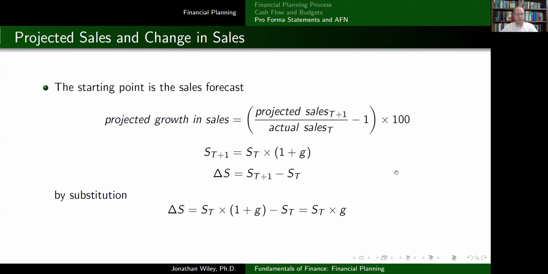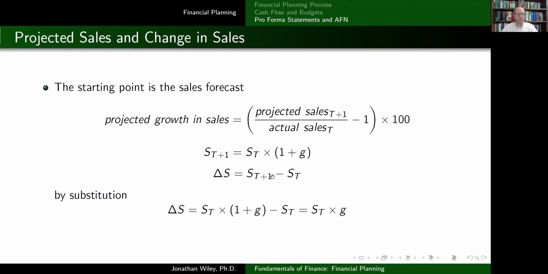Another thing to look at would be my change in sales. Let's suppose I most recently had $1 million in sales, and I'm expecting to have $1.1 million of sales. To find my change in sales, I take my projection of $1.1 million and subtract off my most recent sales of 1 million, and the difference is $100,000. So my change in sales would be $100,000. The formula here reflects how I can calculate that.